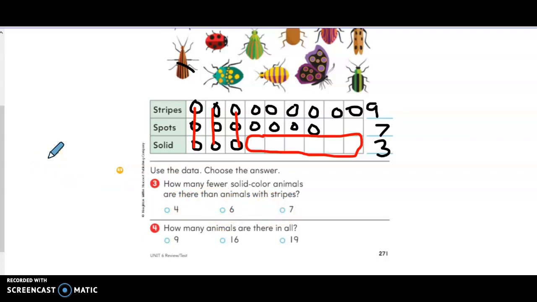Now number 4 says, how many animals are there in all? To find that, you would add up these numbers. Your equation would be 9 plus 7 plus 3. Do you see any numbers in there that can make you a 10? Yep, we know that 7 plus 3 gives us 10. So then we would have 10 plus 9. Can you fill in the bubble next to the answer of what 10 plus 9 equals?